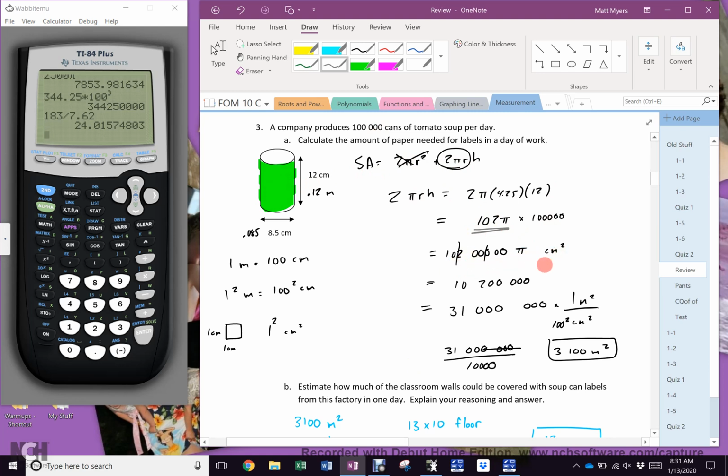10,200,000 pi centimeters squared. But centimeters squared is a stupid way to measure something big like the walls of our room, yes? So we convert it. Since it's centimeters squared, we need to convert by 100 twice. So it's 3,100 meters squared. Everybody understand? All right. How big are the walls of our room?